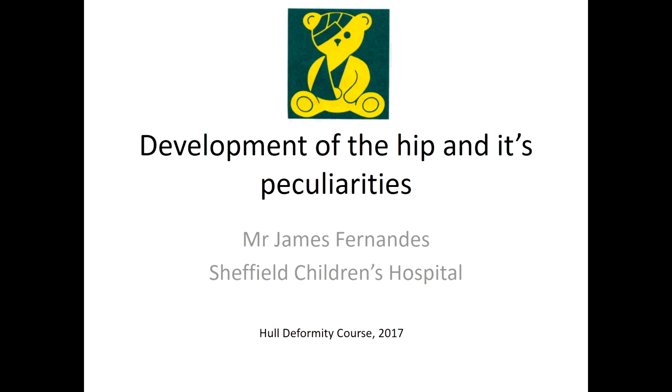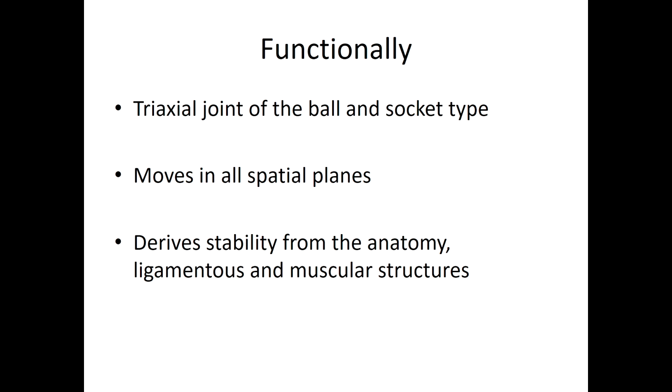Okay, my talk is just a real basic, simple talk about the development of the hip and maybe a few peculiarities which are important for you to know. Maybe there might be more relevance in pediatric orthopedics to some extent, but also maybe to the adult, especially the vascularity. Functionally, the hip joint is supposed to be a triaxial joint of the ball and socket type.